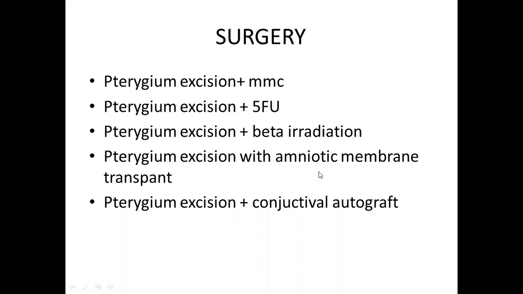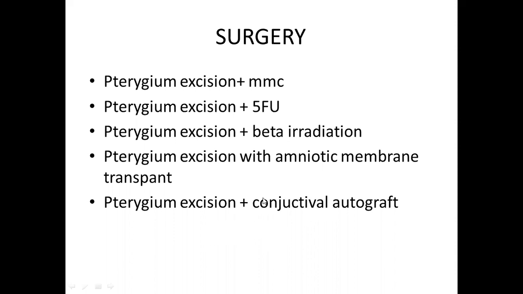So that way you've reduced the recurrence rate significantly, and this is up to 95% success rate. You also have other options like the use of 5-fluorouracil, which is in the same class as mitomycin C, but mitomycin C is more available compared to 5-FU. So we use mitomycin C more than 5-fluorouracil. Otherwise, aside from that, they do pretty much the same thing.